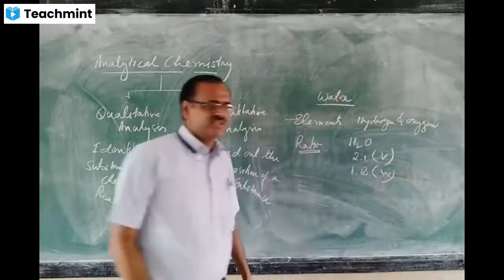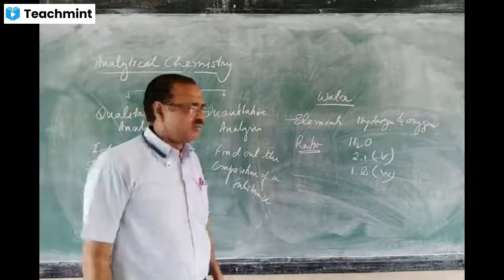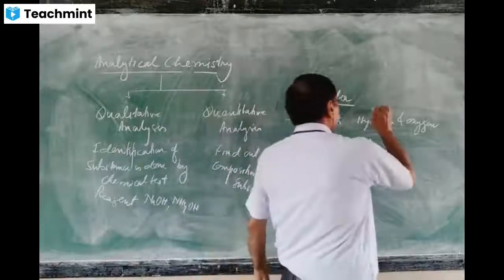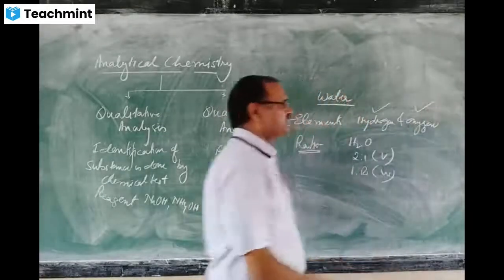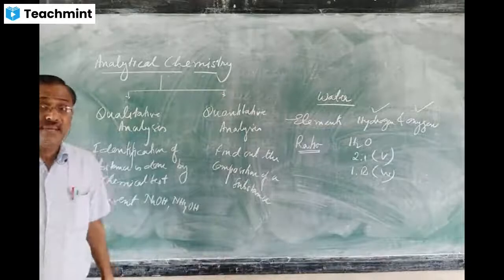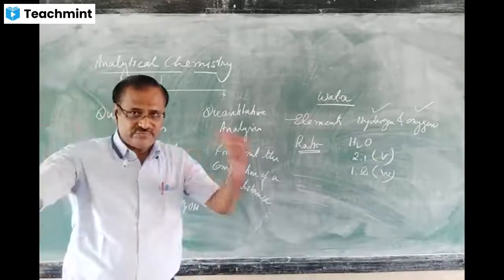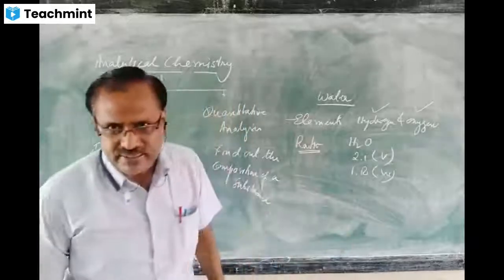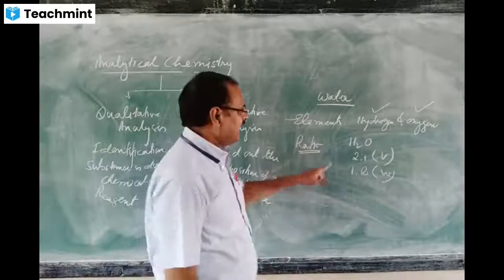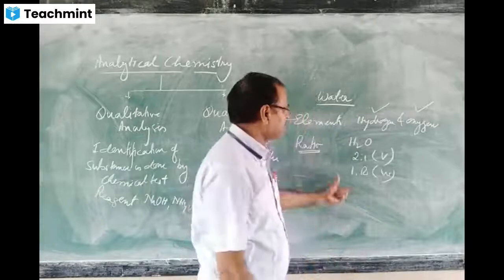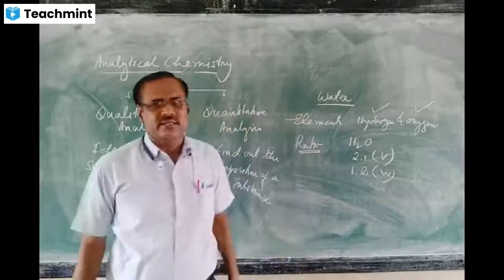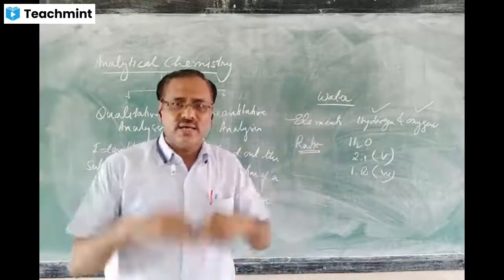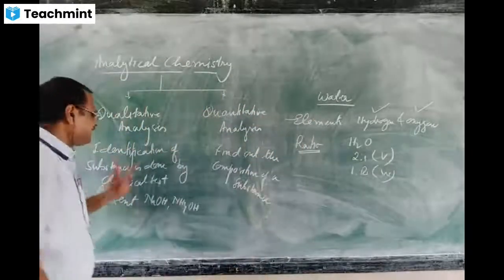As I asked, in a water molecule which elements are present, you answered hydrogen and oxygen. As you identified which elements are present, that comes in qualitative analysis. Next, as you told the composition, the composition comes in quantitative analysis. Quantity means you are going to tell what quantity is there, what ratio is there. The same thing applies here also.